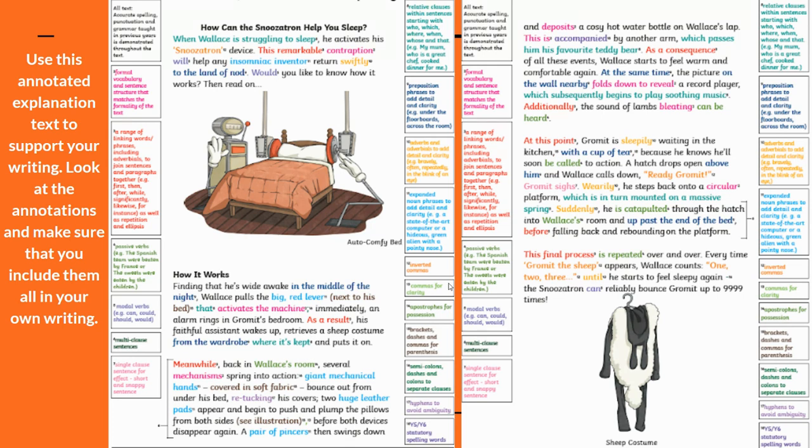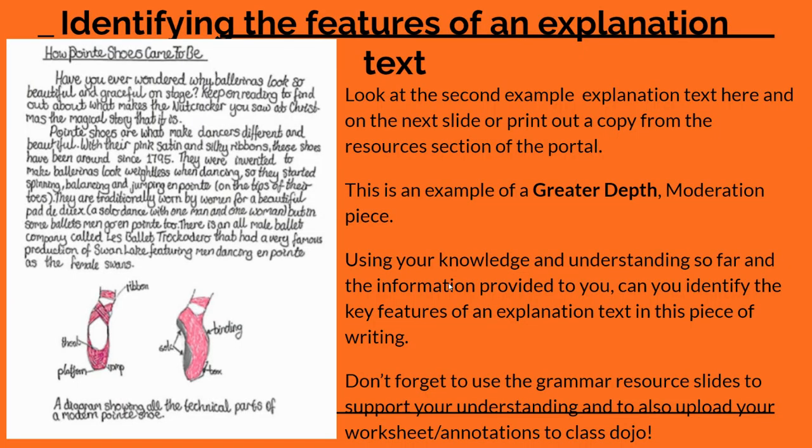Have a think about what is being included. What elements do you need to include when you're doing these? So you need to use this annotated explanation text to support your writing. Look at the annotations and make sure that you have included them all in your own writing, because these are really, really important. We'd then like you to do it again. However, this example, as you can see here, how point shoes came to be, lovely opening title. I want to know more about it.